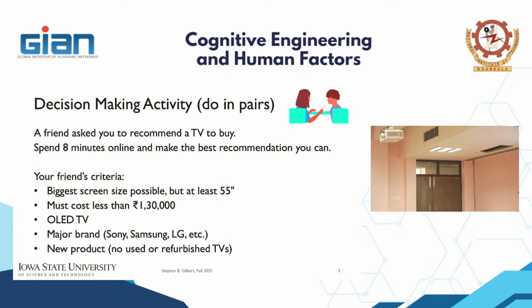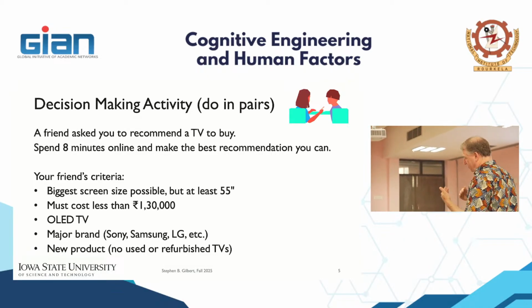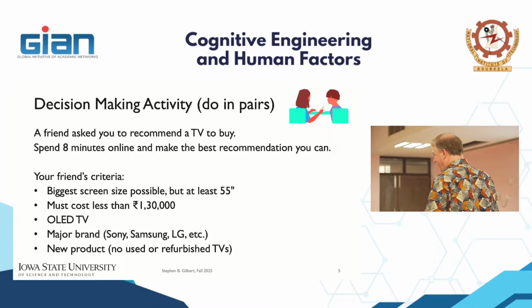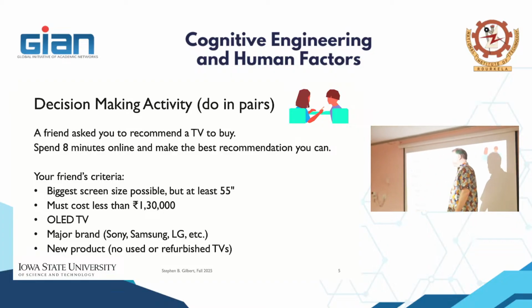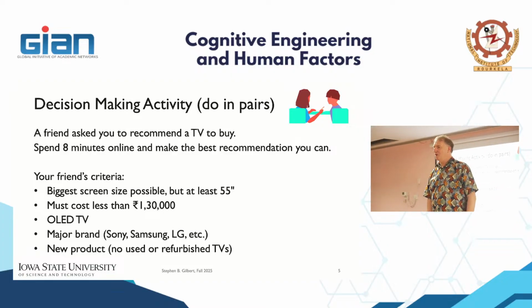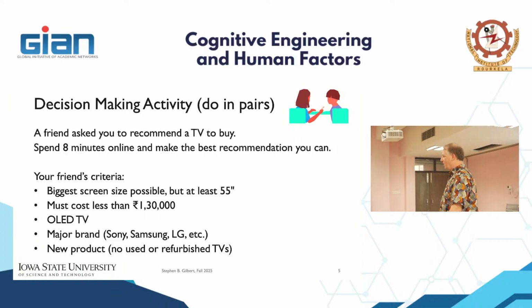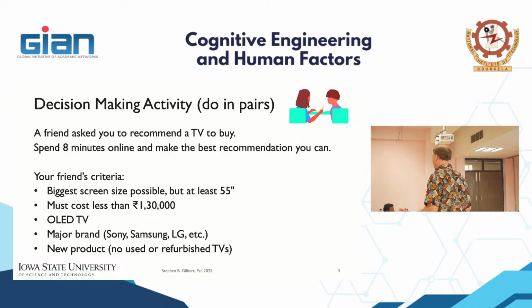So here's a little decision-making activity. We're going to do an activity here for about 5 or 10 minutes in pairs. Your friend has asked you, help me figure out which TV to buy. I'm going to ask you to spend about 8 minutes online with your partner and figure out which TV to buy. And here are the criteria. Your friend says this. Does this make sense? There's not a right or wrong answer, but I just want you to experience the decision making under time pressure a little bit.